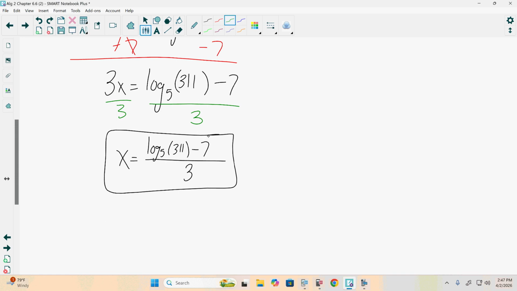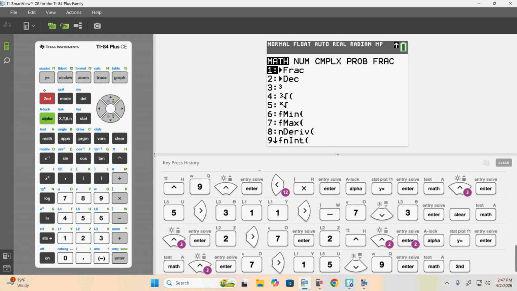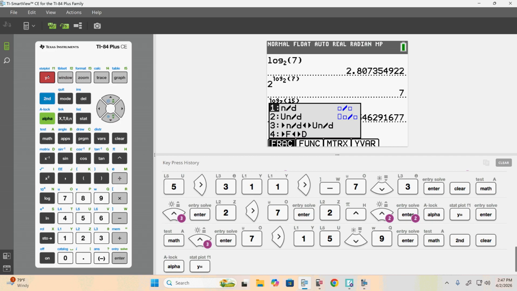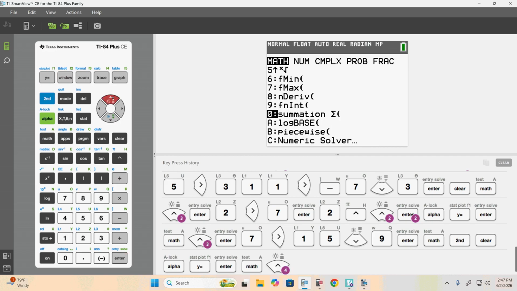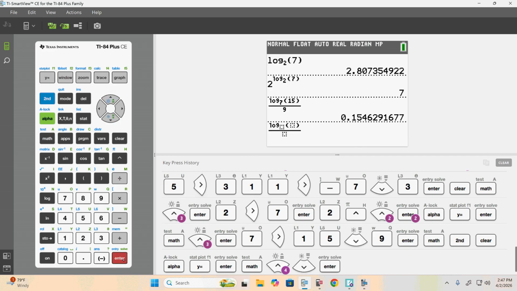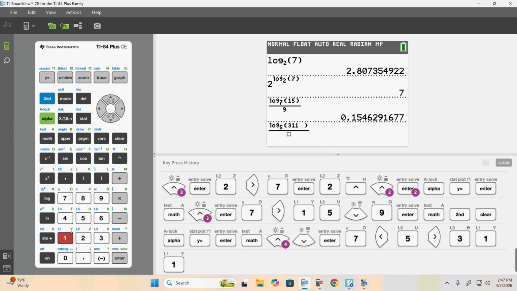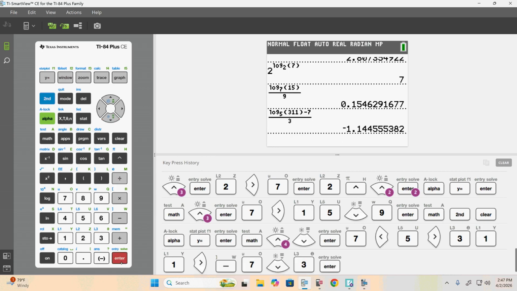And again, either one, if I go to the graphing calculator, alpha y equals enter, math, log base 5, because that's 5, of 311 minus 7 divided by 3 is negative 1.144555382, or negative 1.145.